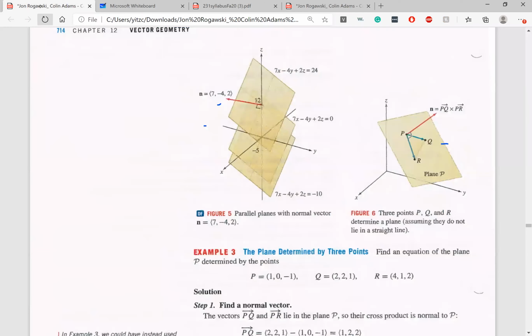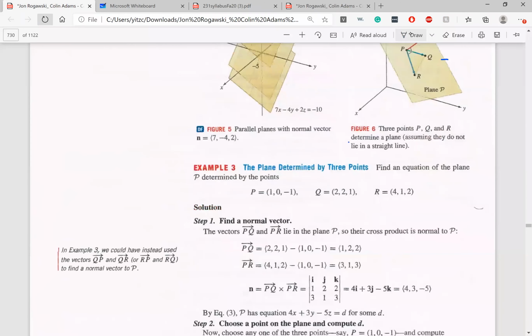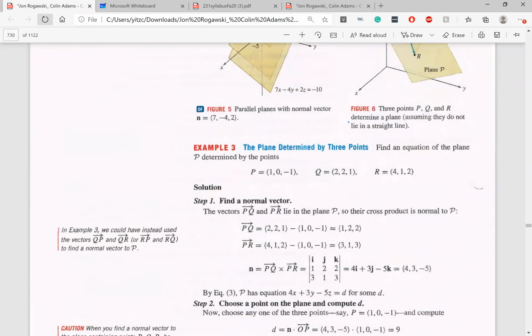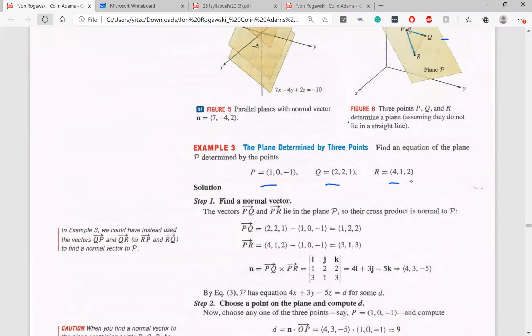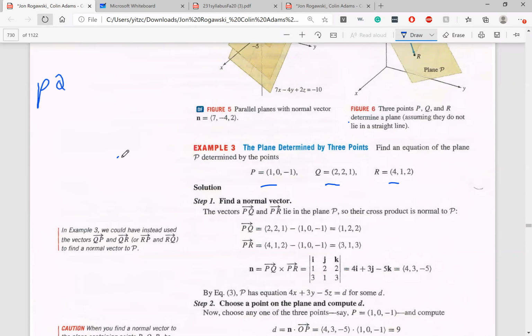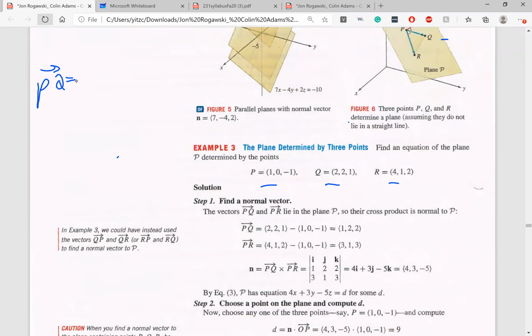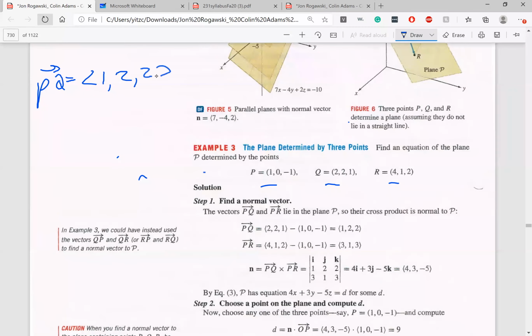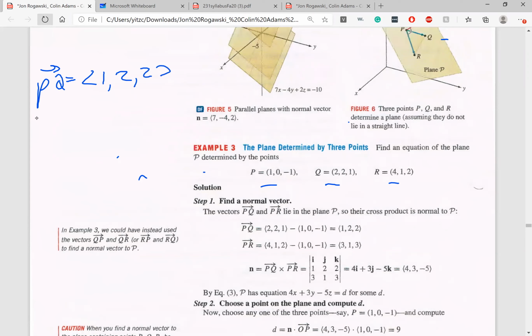Okay. So let's look at the problem. They want us to find the plane determined by the 3 points, P, Q, and R. So again, like before, we want to find the vector PQ, the vector going from P to Q. That's the vector 2 minus 1, which is 1, 2 minus 0, which is 2, and 1 minus negative 1, which is 2. So 1, 2, 2.